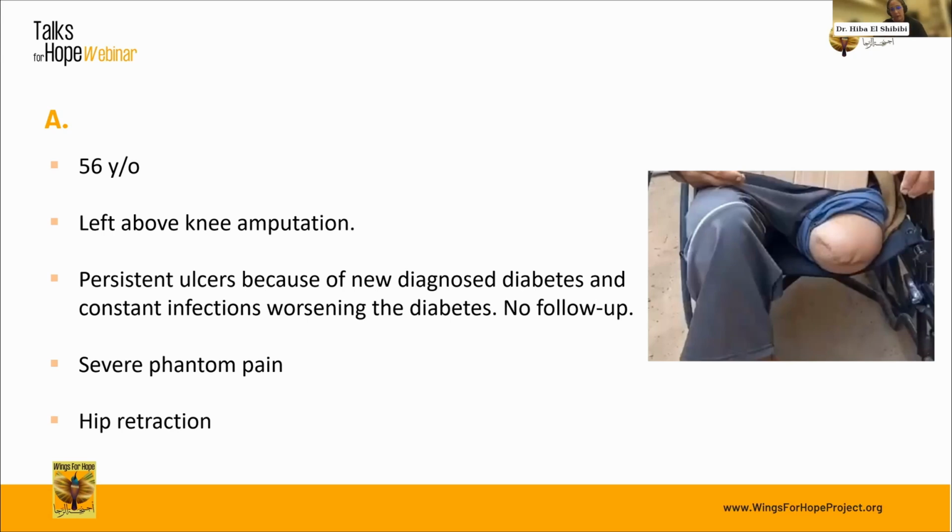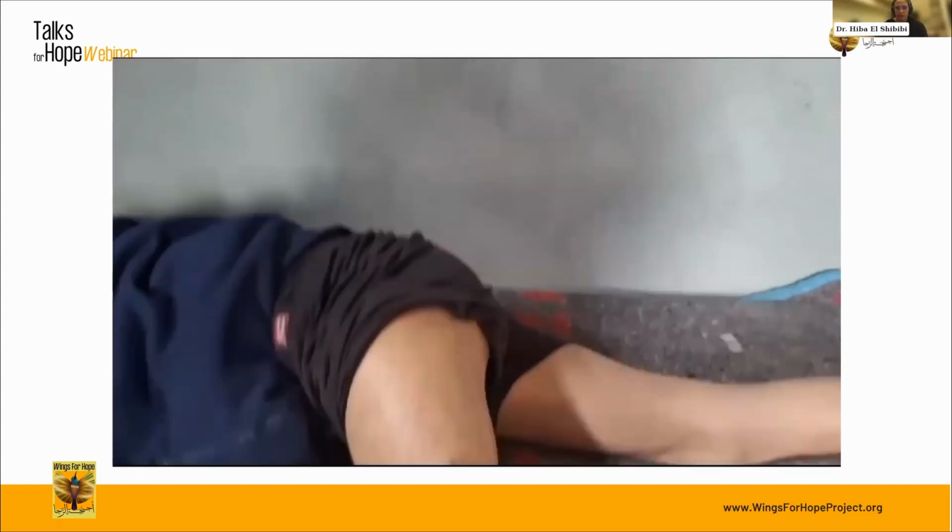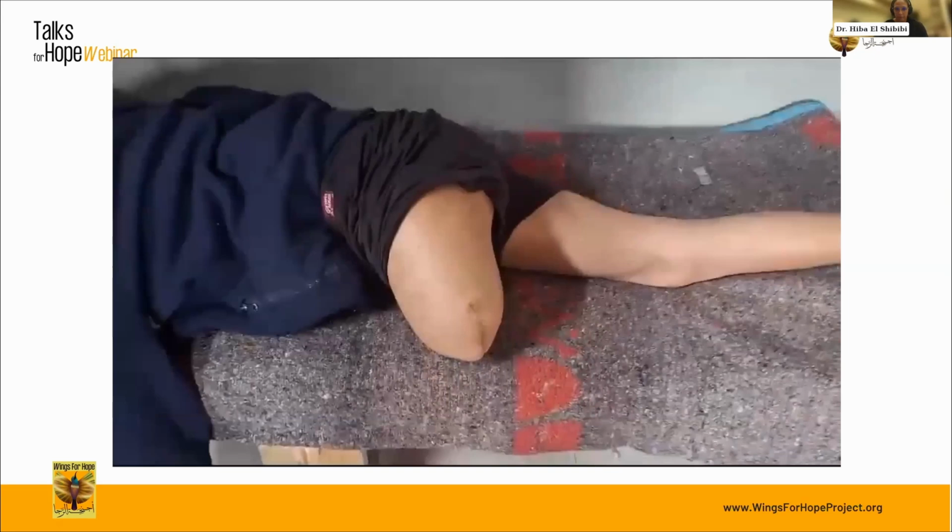And he has severe phantom pain. The volunteer that was talking with the family was hearing the patient screaming in the background, and he has hip retraction. So you can see his maximum hip extension here.